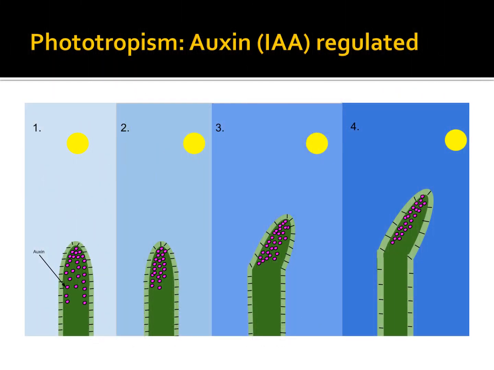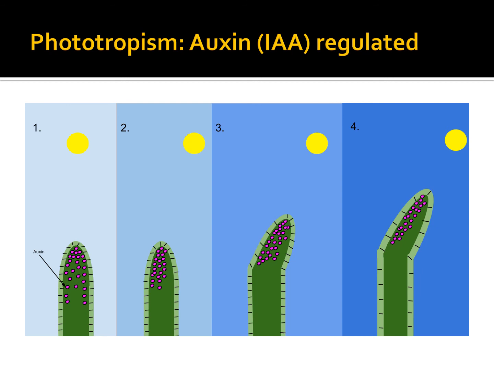In this picture, you have a shoot which is green, and then the auxin, IAA, is illustrated by the purple dots. So auxin is produced by the tip of that shoot. And if you look at column number 1, the light source, or the sun, is pretty much directly overhead. So the auxin is more or less distributed equally on both sides of the shoot, and the shoot continues to grow straight.